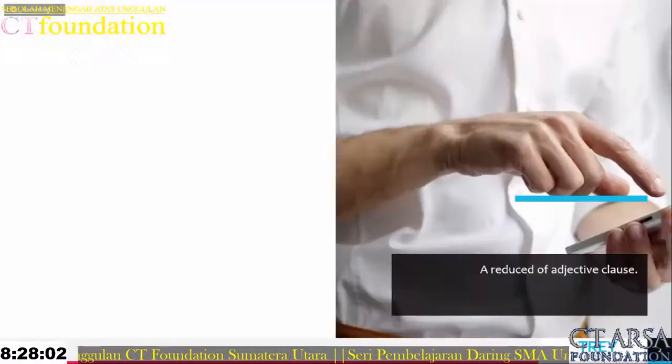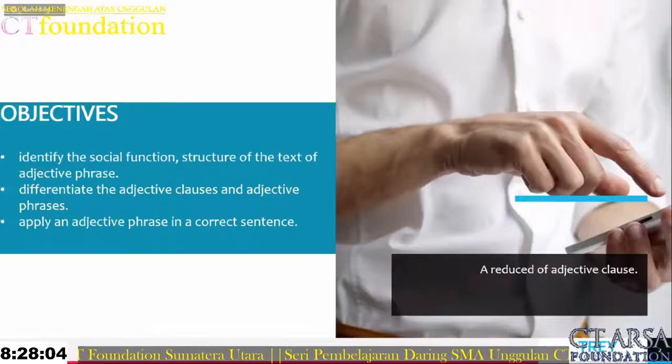But before we start learning further, I'd like to let you know the objectives or the purposes of our learning today. First, at the end of the lesson, you will be able to identify the social function and structure of the text of adjective phrase. Number two, you will be able to differentiate adjective clauses and adjective phrase. What are the differences between them? And number three, the last but not the least, you will be able to apply an adjective phrase in a correct sentence. Okay, let's start.